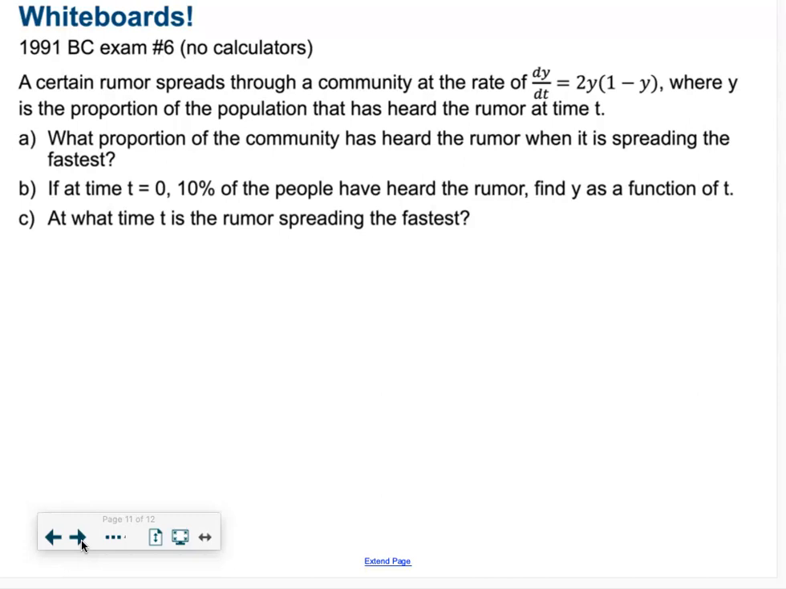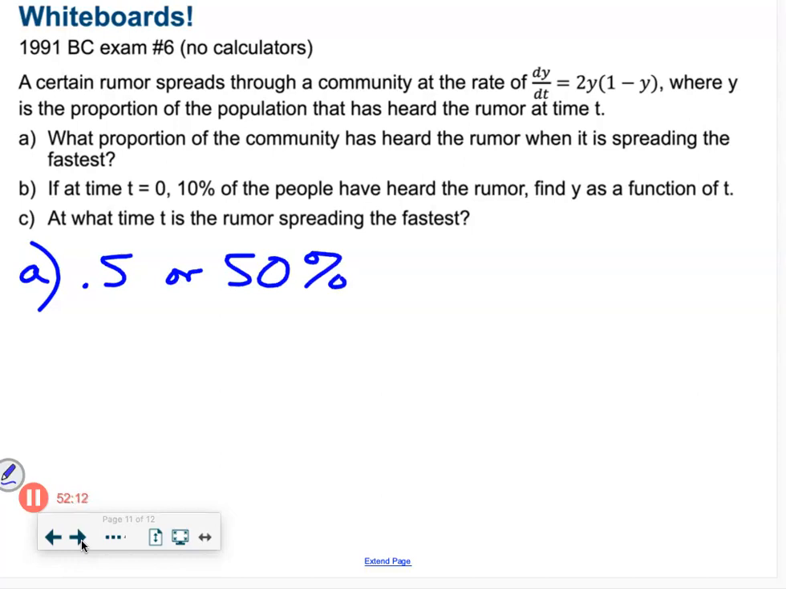Part A, what proportion of the community has heard the rumor when it is spreading the fastest? Yeah, that's it. You just had to write the answer. You didn't have to explain anything. Back in 91, the word explain never appeared on a problem. So, yeah. All right, so what proportion? It's always half the carrying capacity, so you can either write 0.5 or you can write 50% either way.